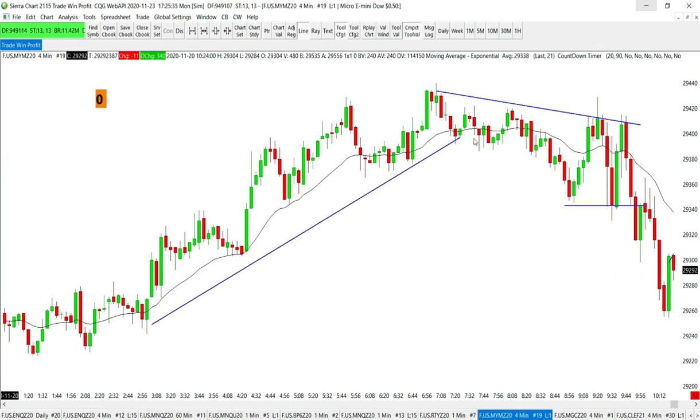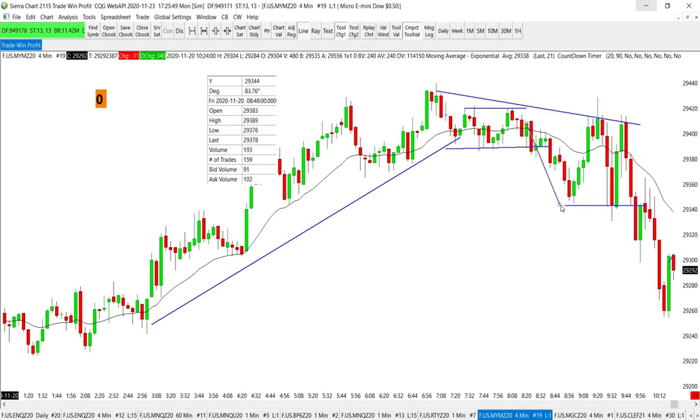Okay, so this is the US 30 right here, okay, Dow. And basically, notice how we broke this trend line right here, and it broke out of this consolidation right here, right? And it came back up. This right here is the market open. So this right here is a trend line break.